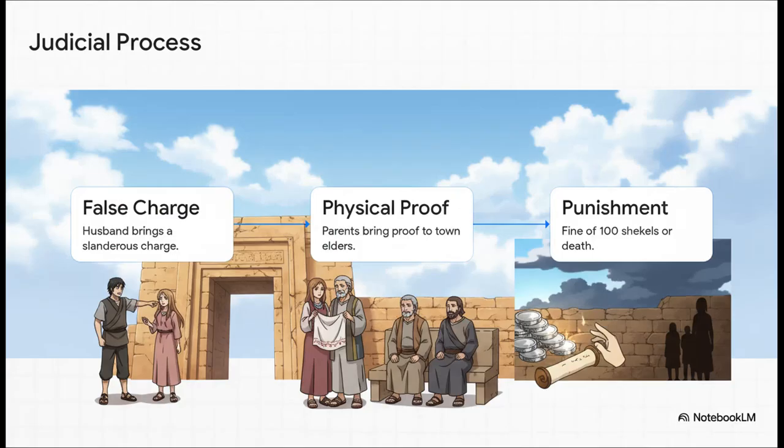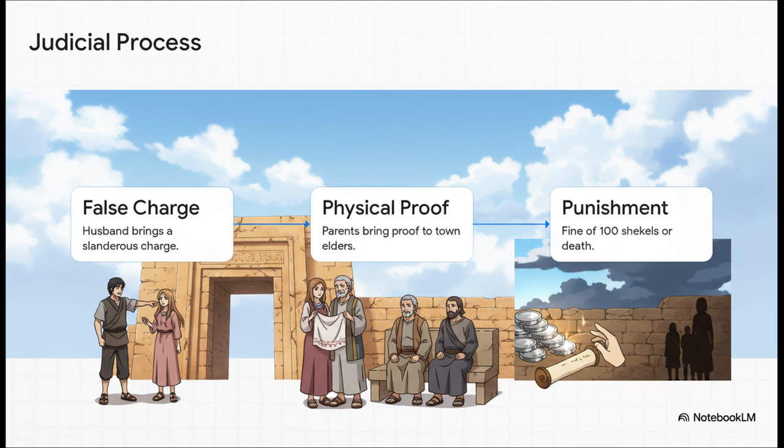Verses 13 through 21 deal with a strict judicial process for handling accusations of marital fraud. It's designed to protect falsely accused women while severely punishing actual infidelity. Here's the scenario. A man marries a woman, decides he dislikes her, and publicly slanders her by claiming she wasn't a virgin on their wedding night. In this ancient society, that is a massive, life-ruining accusation.